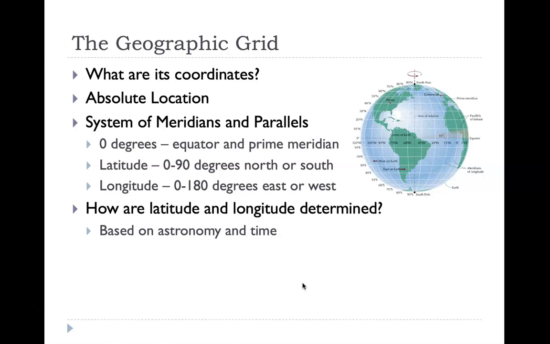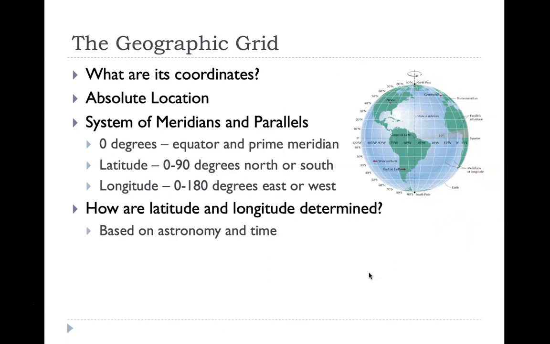We look at absolute location. This is absolute. We can change the way we talk about place: names change, and site and situation will change, but absolute location does not change. We look at a system of meridians and parallels: 0 degrees on the equator, and then also the prime meridian, which runs through Greenwich, England, right in here. We look at latitude and longitude.